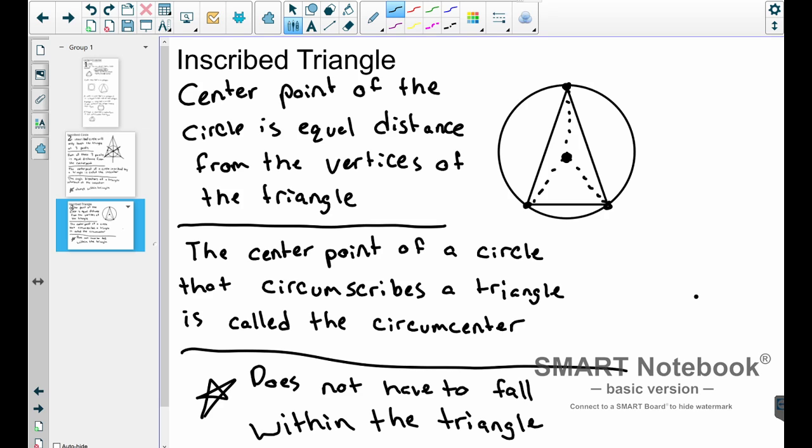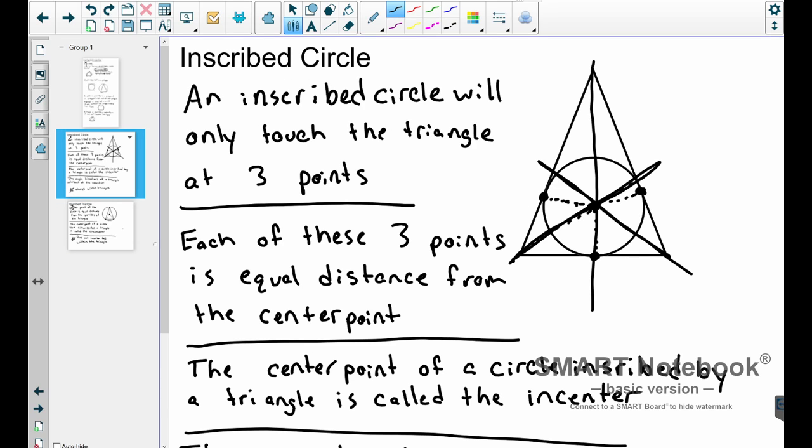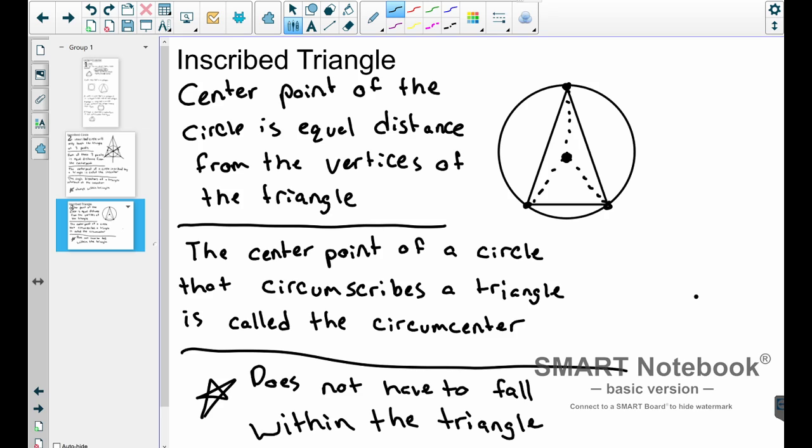Another very important fact is, last time we said you get the angle bisectors of the triangle, and the point that those intersect at will be your incenter. Well, in this case, if you get the perpendicular bisectors of the triangle, they will land on this circumcenter. So the line that perpendicularly bisects each side of the triangle will meet at this point.